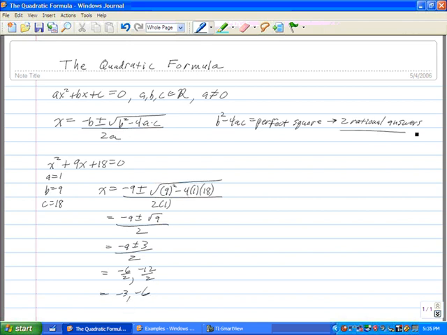Again, two rational answers. Now let's see if we can find an example of where we not only have different coefficients, but perhaps a problem where we don't have nice, perfect, rational answers coming out. So let's again clear this away.